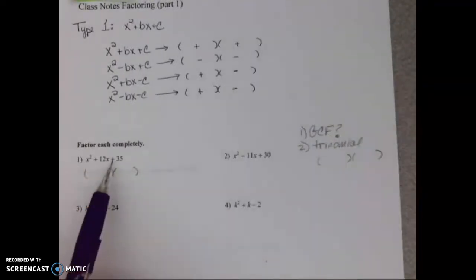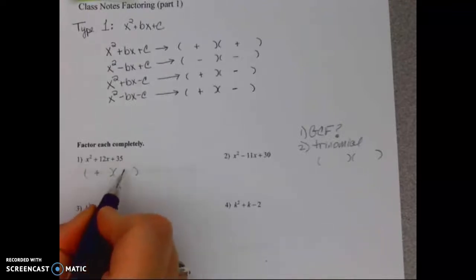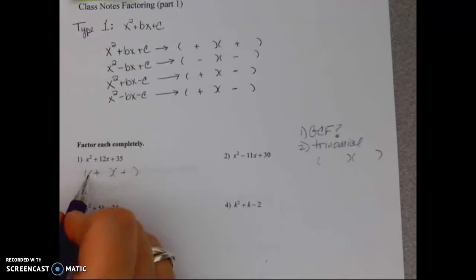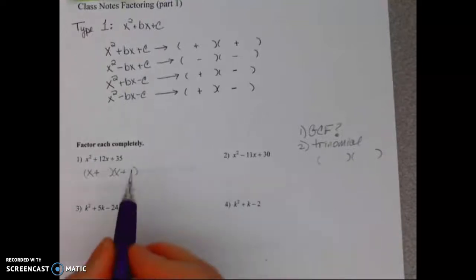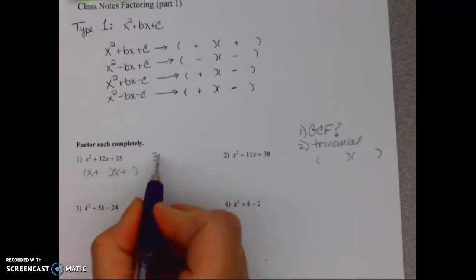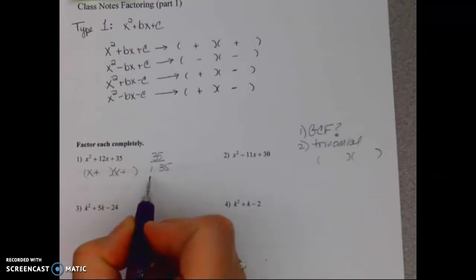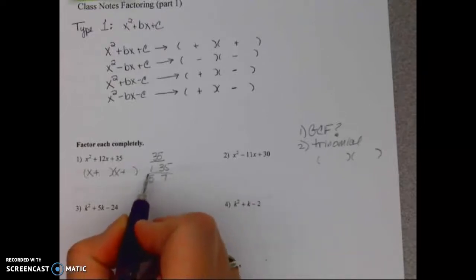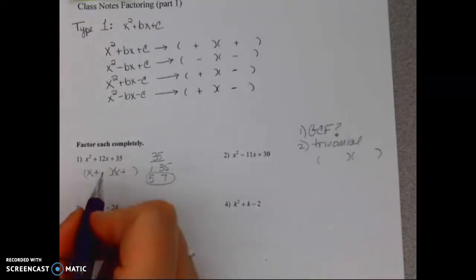Looking up here, my second sign is positive, which means in the parentheses the signs have to be the same, and they both have to be positive. X squared factors into x times x. X times x is x squared. That's where that comes from. Then I need factors of 35 that add to 12. Well, 1 times 35, 5 times 7. Oh, here it is. 5 times 7 is 35. 5 plus 7 is 12.